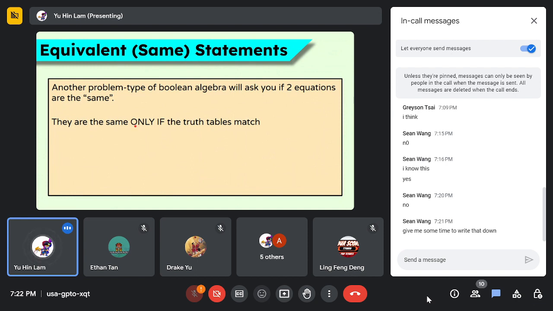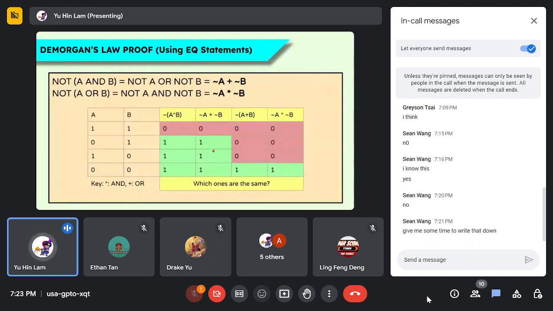So let's move on. Another type of Boolean algebra problem that you may be asked is if two equations are the same, or if two equations are equivalent. And they're only the same if the truth tables match. There's an example on the next slide. We will prove De Morgan's law works by using our equivalent statements.